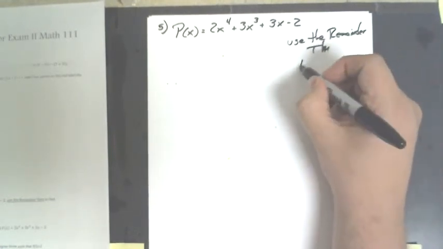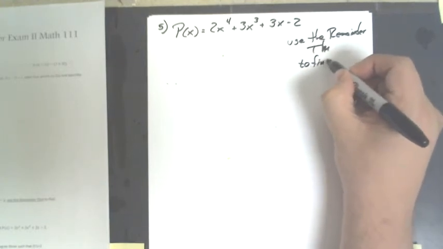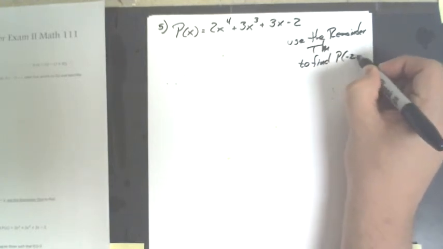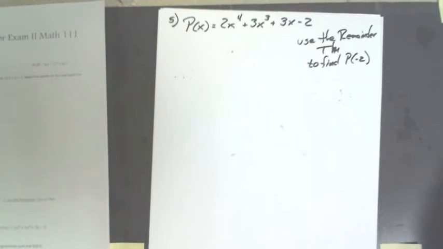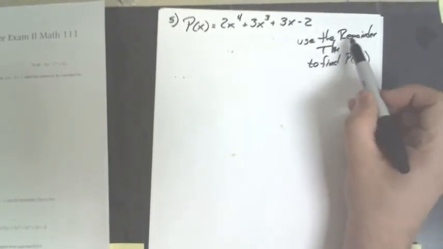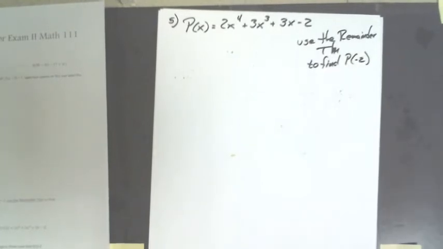To find p at -2. Now, I know you could take the -2, plug it in for the x's, and find the value. I know you can do that. I'm not interested in the fact that you can do that. I want you to use the remainder theorem so you can show that you know what the remainder theorem is, and to make sure you get practice using the remainder theorem.